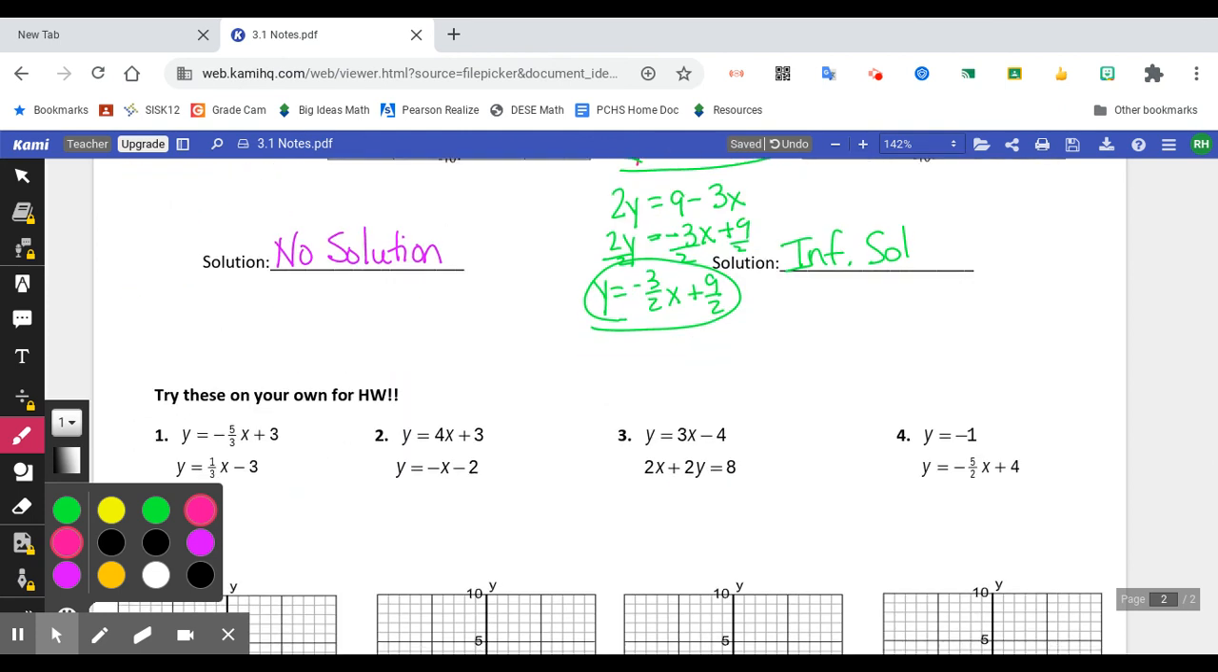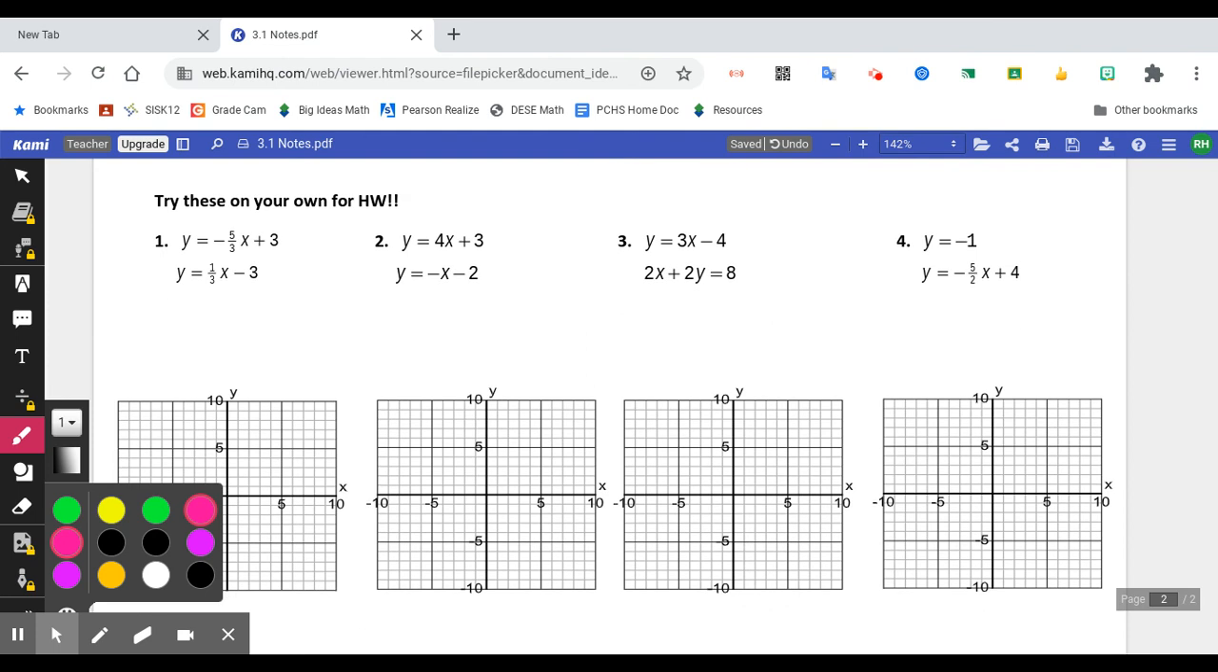Okay, so I need you guys to try 1 through 4 on your own for homework, and I will check them tomorrow when you come to class, okay? So remember, they have to intersect at exactly one point, and then you're going to give me an answer that looks like this as the intersection point for an x and a y, okay?